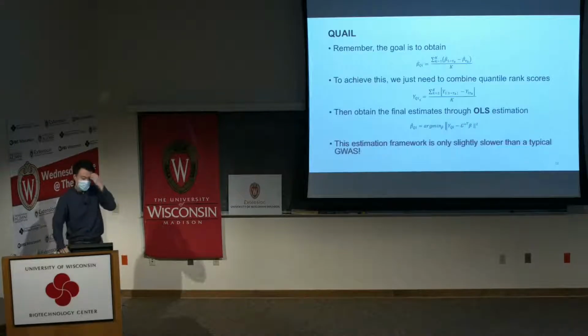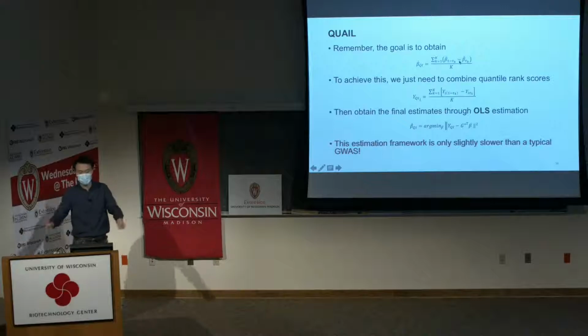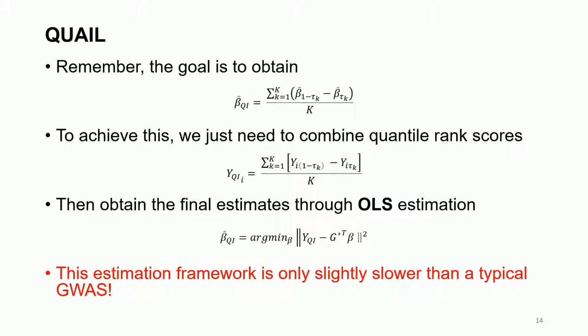Good, great. Then if you're able to do this, just a reminder, eventually you want to get this linear combination of different slopes based on different quantile taus. But to achieve this, it's very straightforward. You just similarly combine the quantile score phenotypes you constructed on the previous slide, and then eventually have a more composite score, just run linear regression, do ordinary least squares, and the regression coefficient is exactly what you need.